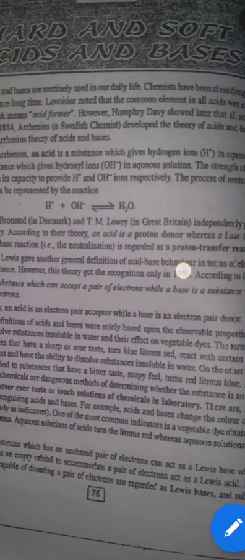Today, I will teach you the lesson of hard and soft acids and bases. The terms acid and base are routinely used in our daily life. Chemists have classified substances as acids and bases since a long time. Laboratory work noted that the common element in all the acids was oxygen. The word oxygen in Greek means acid former. However, Humphry Davy showed that the acids contained hydrogen.